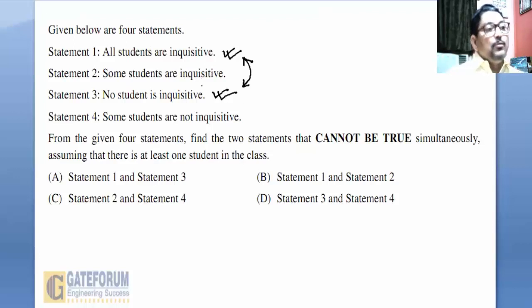These two will be okay. Some students are inquisitive for one student, and all students are inquisitive for one student. They are the same. So all the other combinations are okay, but these two will never be okay. So statement 1 and 3 can never be placed together. And we find out that option A is the one that says that. So this is the answer.